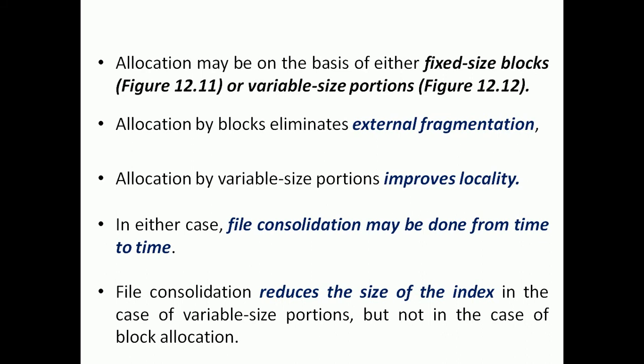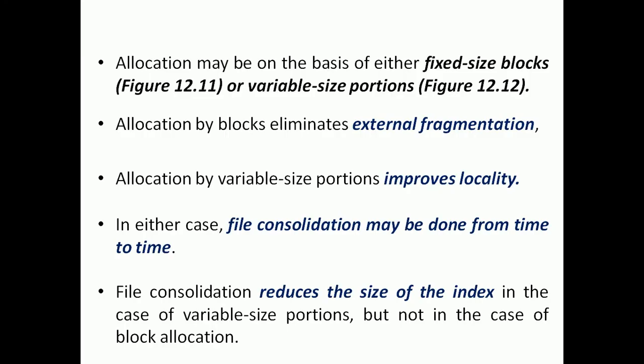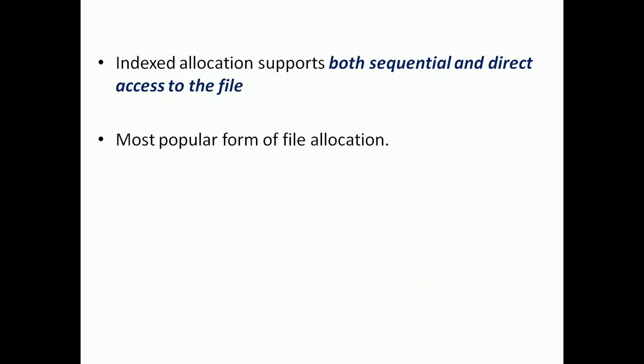Okay. So this eliminates the external fragmentation and it also improves the locality, because now this index table acts as the address of the rest of the blocks where the file is stored. So the file consolidation may be done from time to time. Now this reduces the size of the index. So this scheme reduces the size of the index. Now this supports both sequential and direct access to the file, and moreover it is the most popular form of file allocation. Which one? An indexed file system.